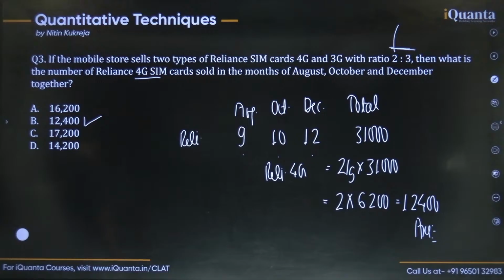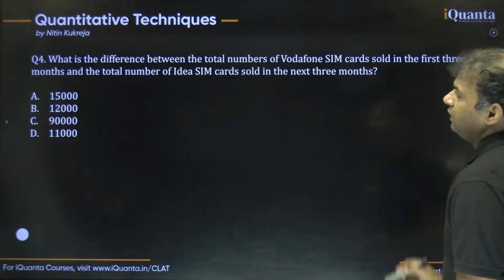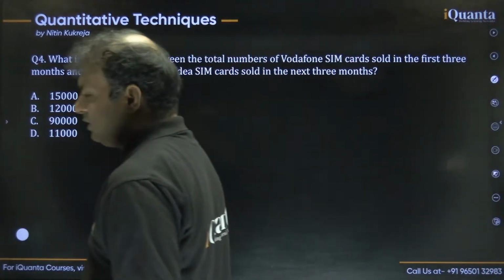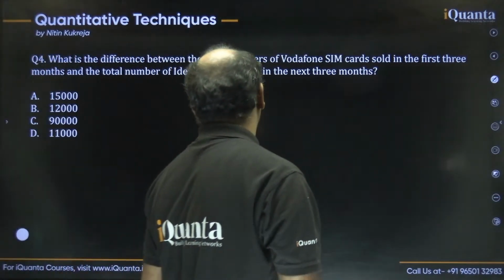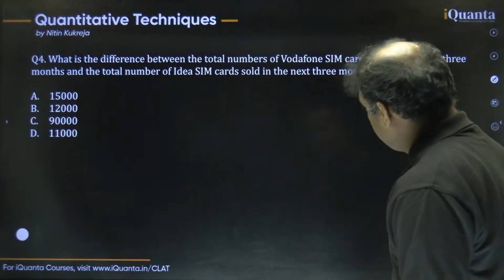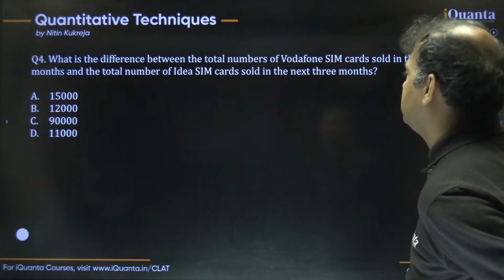Alright, so that was question number 3 we had. Now let's move to question number 4. Alright. Question number 4, guys, let me do this for you, okay? Question number 4 says: what is the difference between the total number of Voda SIM cards sold in the first 3 months and the total number of Idea SIM cards sold in the next 3 months?